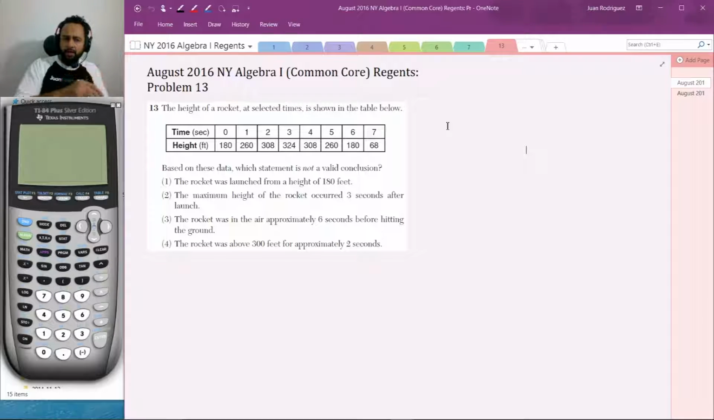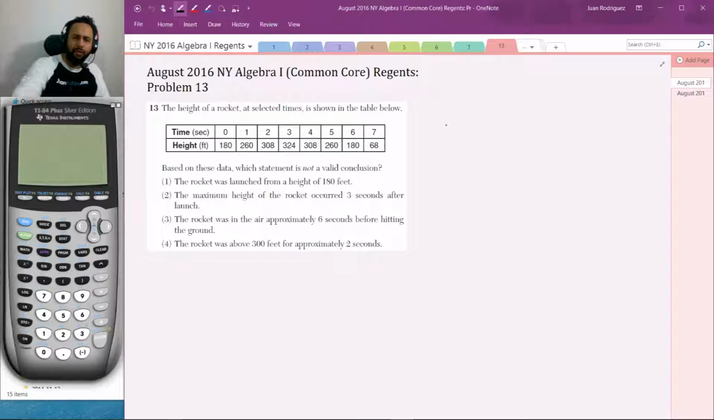So, based on these data, which statement is not a valid conclusion? The rocket was launched from a height of 180 feet. The maximum height of the rocket occurred 3 seconds after launch. The rocket was in the air approximately 6 seconds before hitting the ground, or the rocket was above 300 feet for approximately 2 seconds. Now, how to do this problem?